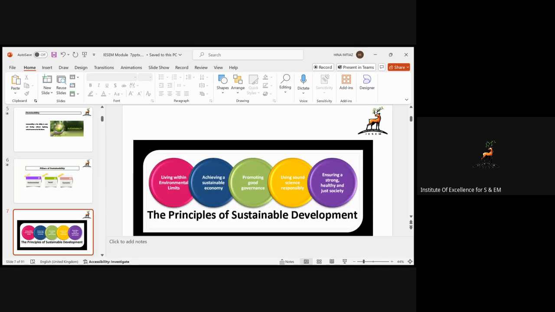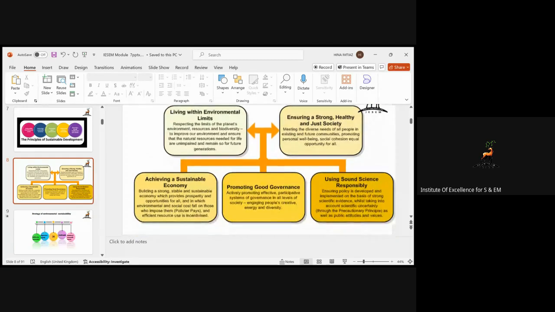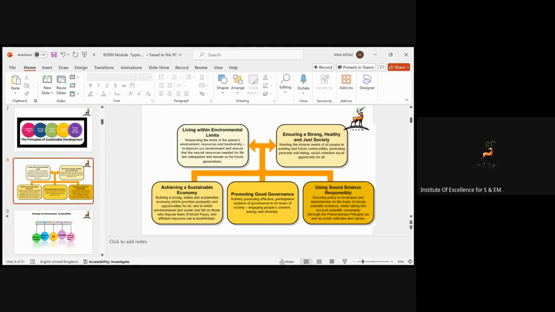So basically, these are the main principles of sustainable development, in which you have to live within certain environmental limits, and we have to achieve a sustainable economy, and we have to promote good governance. We can use sound science responsibly and ensure a strong, healthy environment for the society. So I will discuss one by one what the principles of sustainable development are.